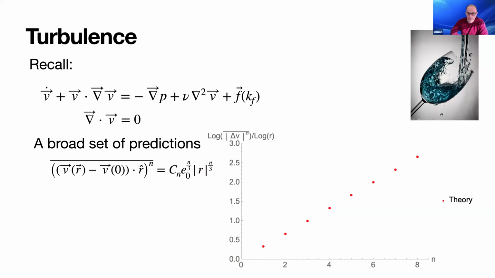So this is what one expects in theory, and this is what one finds in experiment. For small values of n, the experiment gives something higher than theory. This is numerical experiments most of the time. And for higher values of n, it's lower.